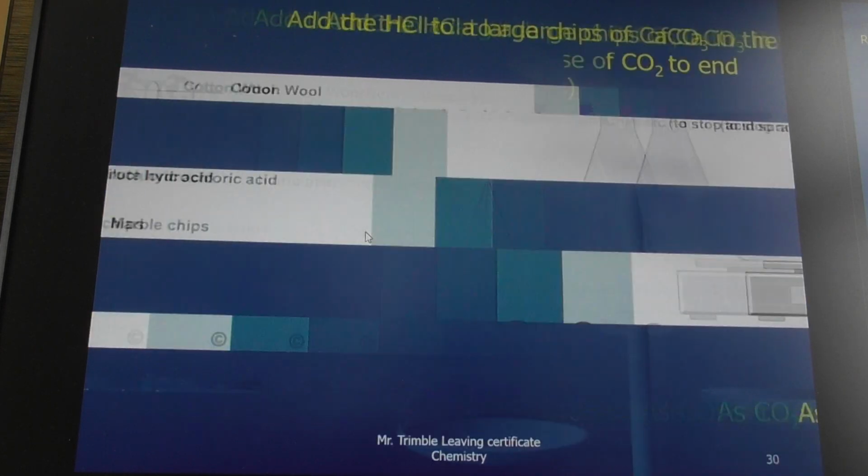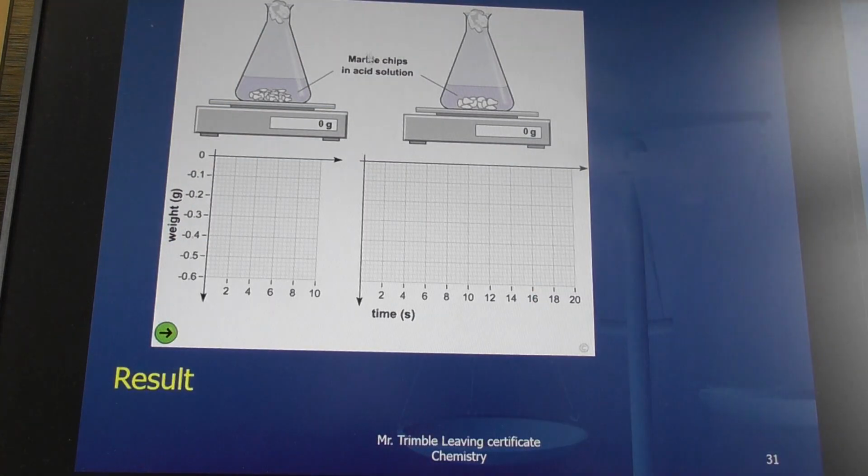But in any case, the way that you would do it then is you do two different experiments. One with marble chips or calcium carbonate broken up quite a lot. Make sure, obviously, that it's a fair test, that you would have the same mass of calcium carbonate here as you would have here. Break it up as much as possible.